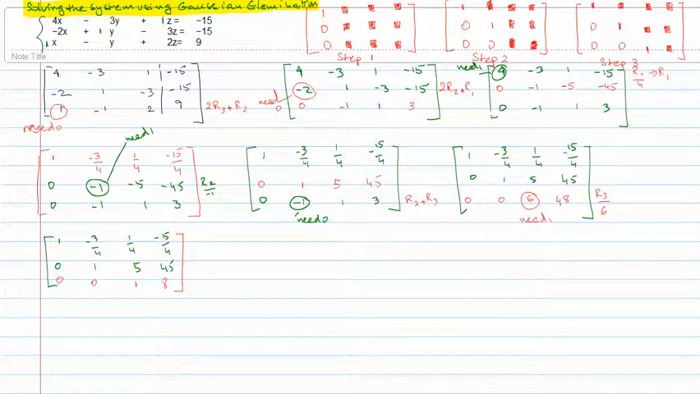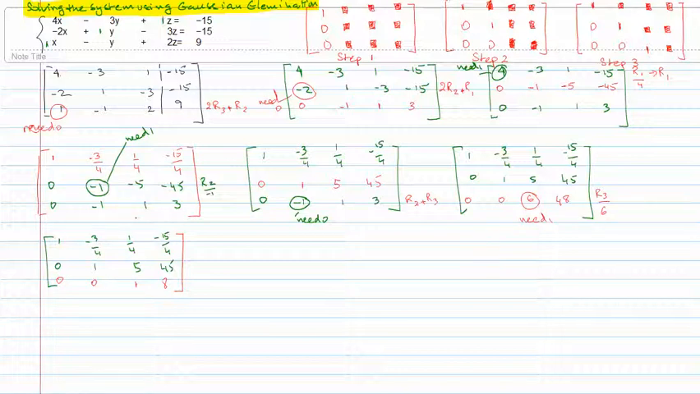R1 divided by 4, and you move it to R1. That's going to be my new R1, R meaning row 1. 4 by 4 is 1, minus 3 over 4, 1 over 4, minus 15 over 4. So I change it, it's in red, and I copy the rest of the rows, because I didn't make any changes to them, not yet.